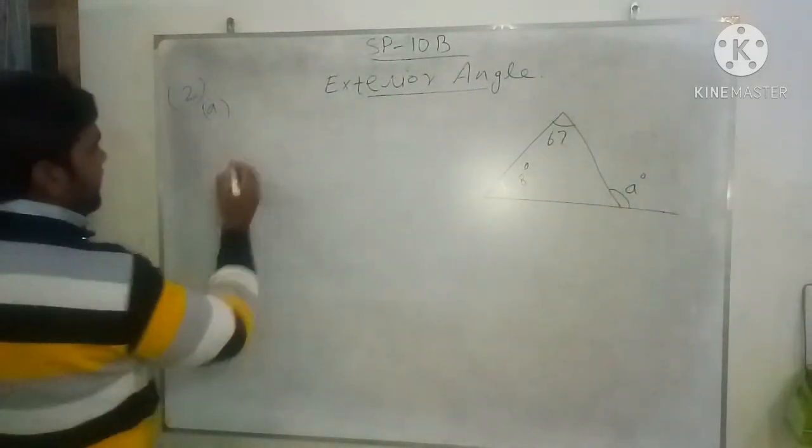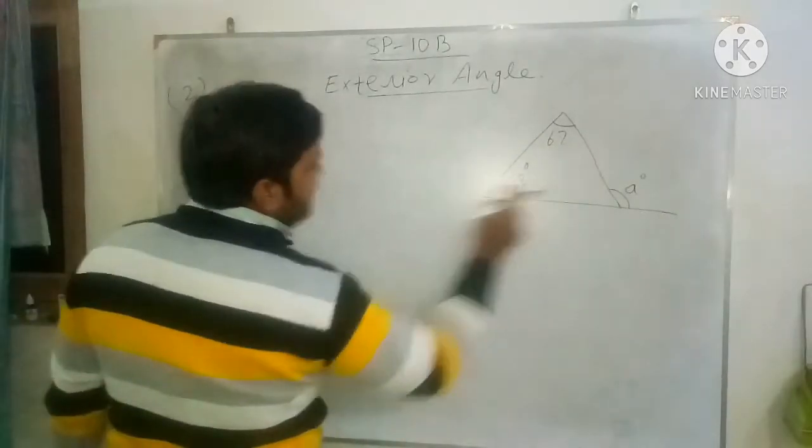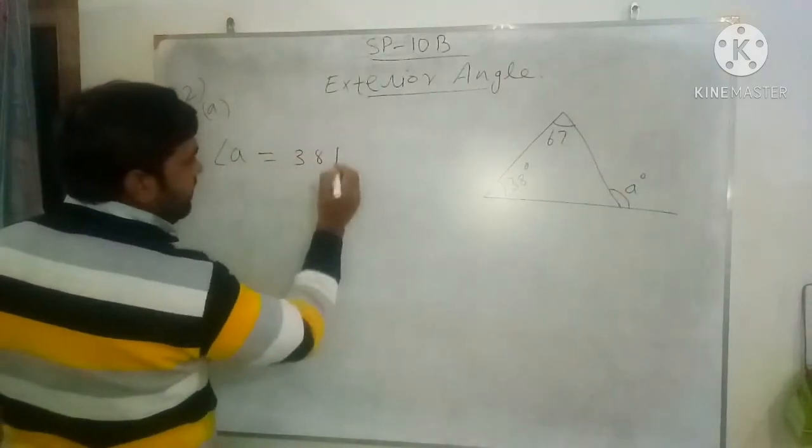Now angle A is the exterior, so what you write? Angle A is equal to the sum of its interior opposite angles, which are given, that is 38 plus 67 degree.